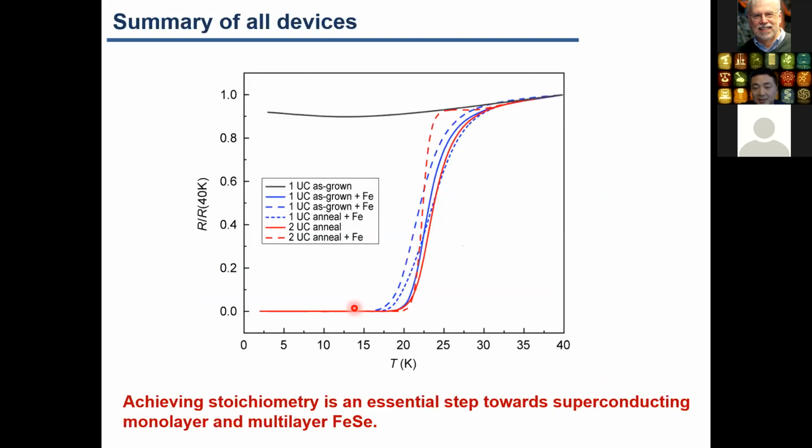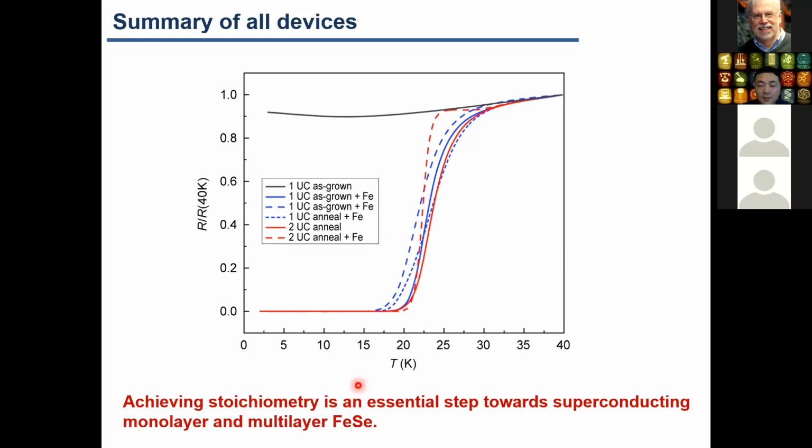It turns out that for monolayer iron selenide, if you just grow it, it always has a certain amount of iron vacancies, or excess selenium, which makes the film not superconducting. But you can do either annealing or just add excess iron to make the film go back to the stoichiometric state. And then at that state, you will have superconducting samples.